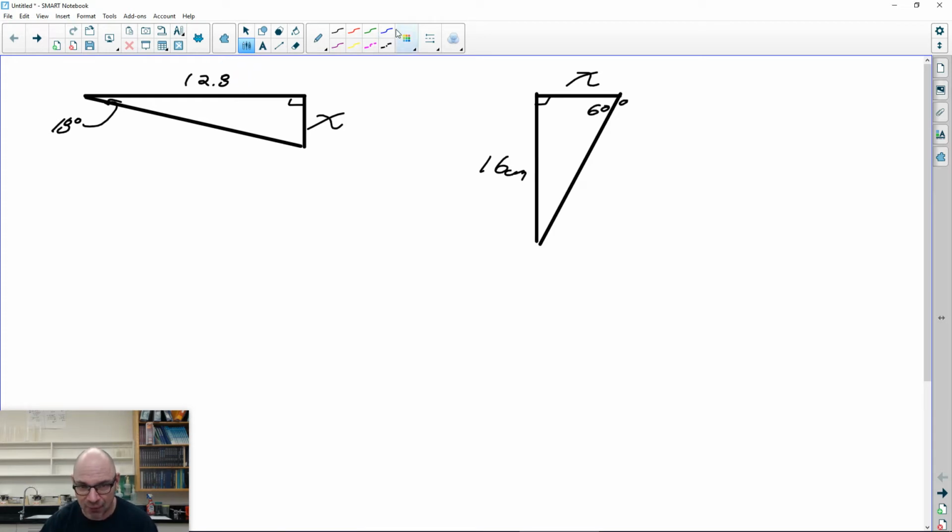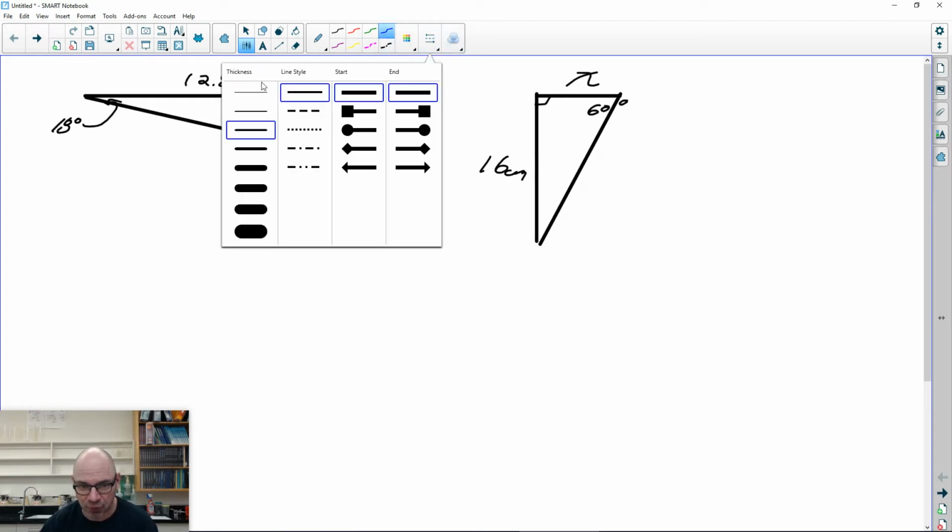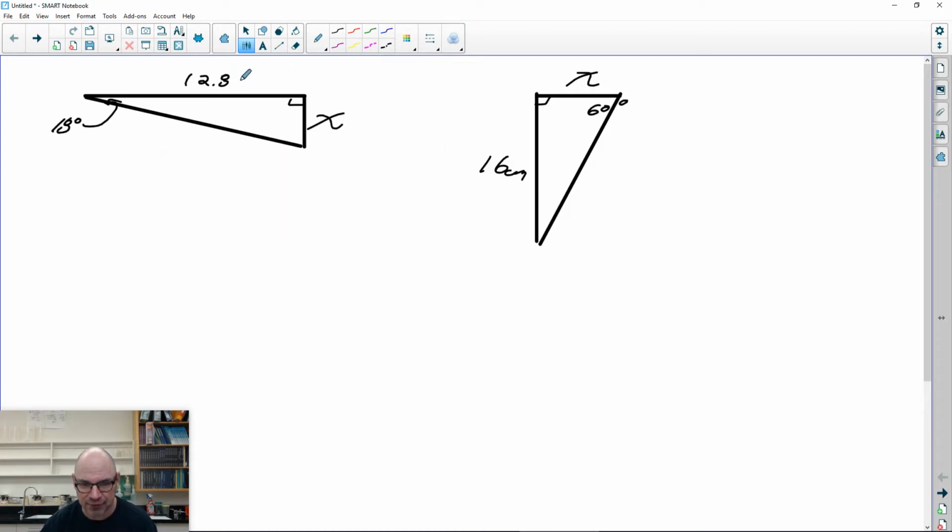The first step, and I'm going to do these answers in blue here, is to identify our sides. Our angle's over here, so that's opposite, and this is adjacent. Okay, write our equation. Tangent 18 degrees is equal to opposite over adjacent, so x over 12.8 meters. Then we have to do algebra here, so we're going to multiply 12.8 meters on both sides.